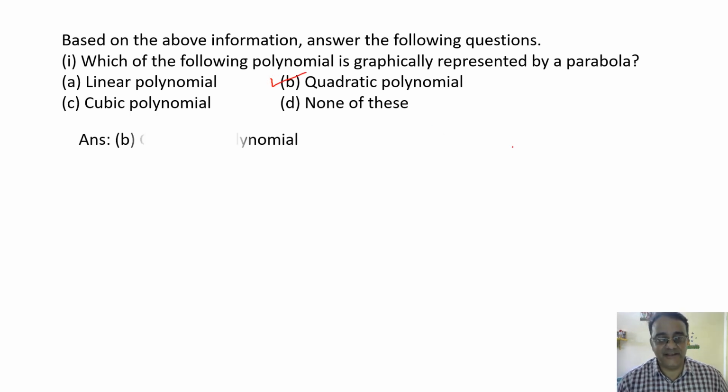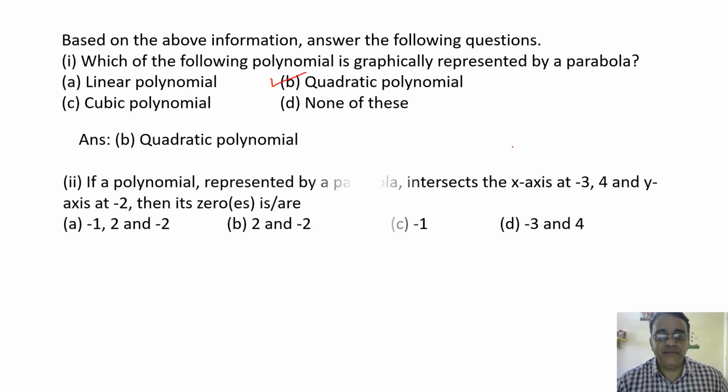Quadratic polynomial. Right. Next question. If a polynomial represented by a parabola intersects the x-axis at -3 and 4 and the y-axis at 2 and -2, then its zeros are dash.